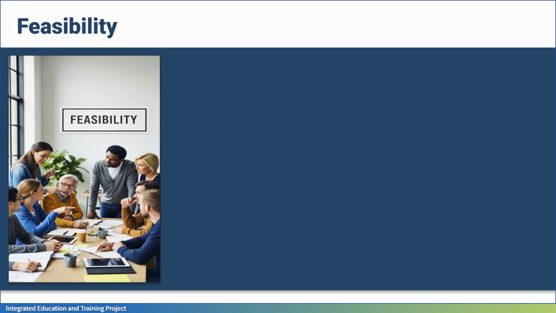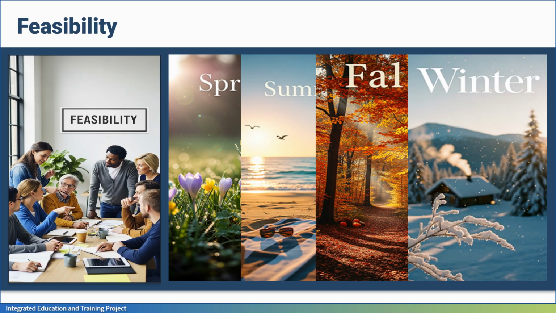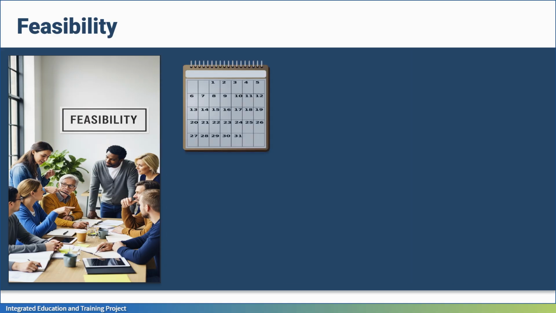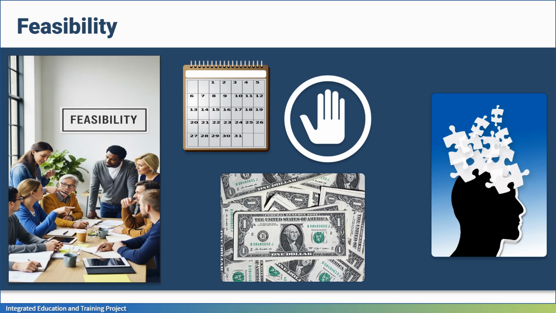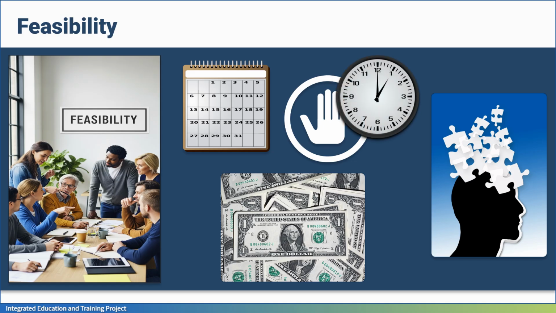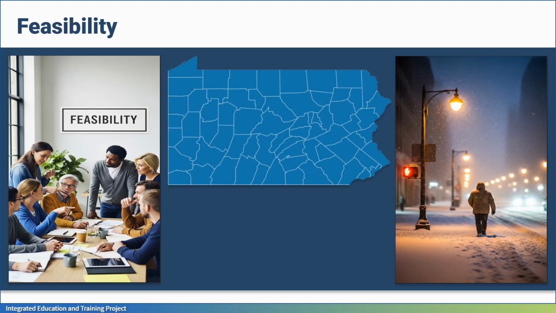Feasibility is the second thing your IET team should consider before implementation. You'll want to think about what time of the year is most feasible to offer the IET. The team should consider staff schedules, funding, learner needs, and barriers to participation to determine a feasible time to start the IET program. For example, in Pennsylvania, the weather can be very unpredictable in the winter and cause transportation and health barriers to participation. It may not be feasible to offer an IET program over the winter months unless the proper supports are in place.